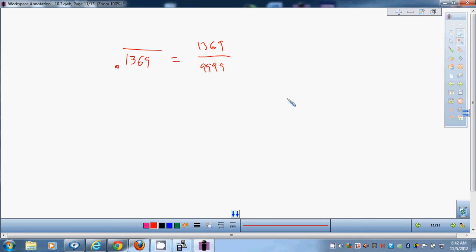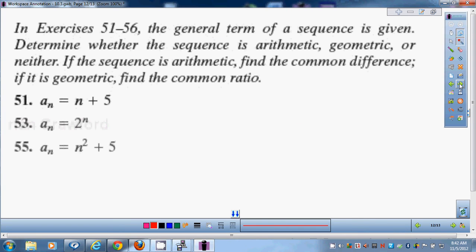All right then. I don't remember what this last slide is. The general term of a sequence is given. Determine whether the sequence is arithmetic, geometric, or neither. Ooh, fun. So, easiest way to do this, it just wants to know what kind of sequence it is. Just look at the first few terms and it should be very clear to you.